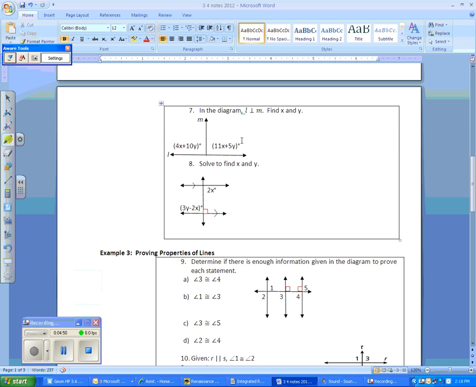Okay, so let's get down to number 7. Next page on your notes. We're going to do some solving, and this is where we can use elimination. So bear with me, please, and I promise you it gets easier.